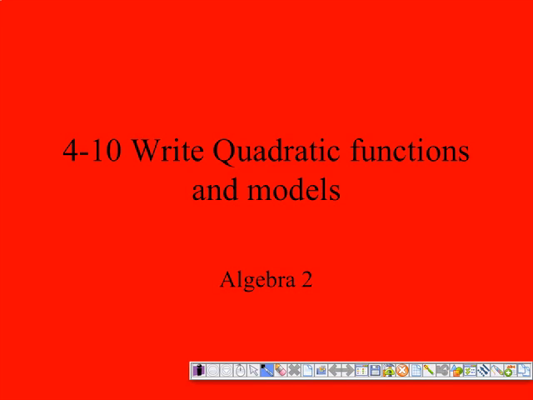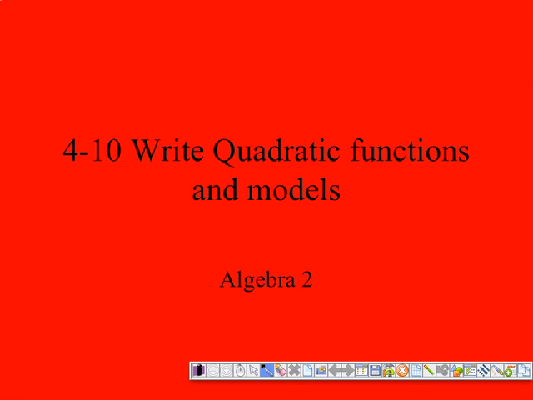Here we go, section 10. Last section, chapter 4. You will be relieved when we are done. What we're going to do now is write quadratic functions and models. What is a model basically? An equation. If I say write a model for this parabola right here, that means write an equation for it.